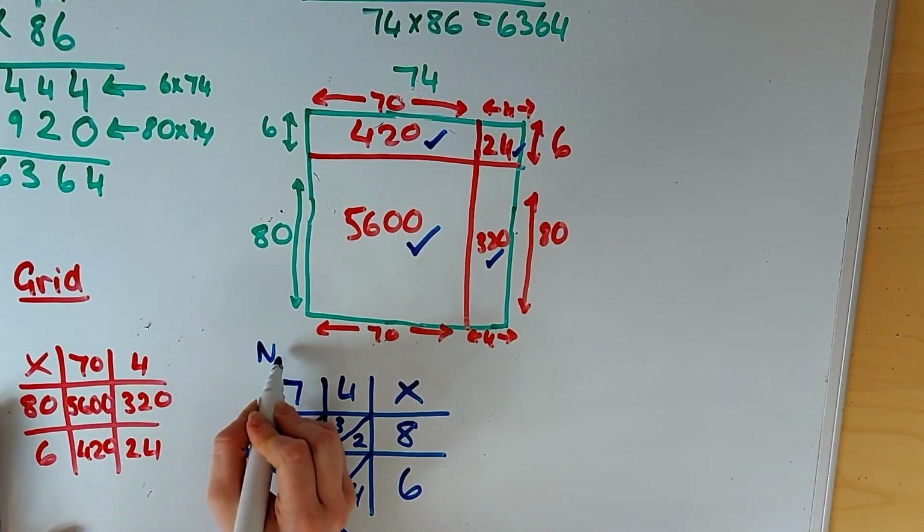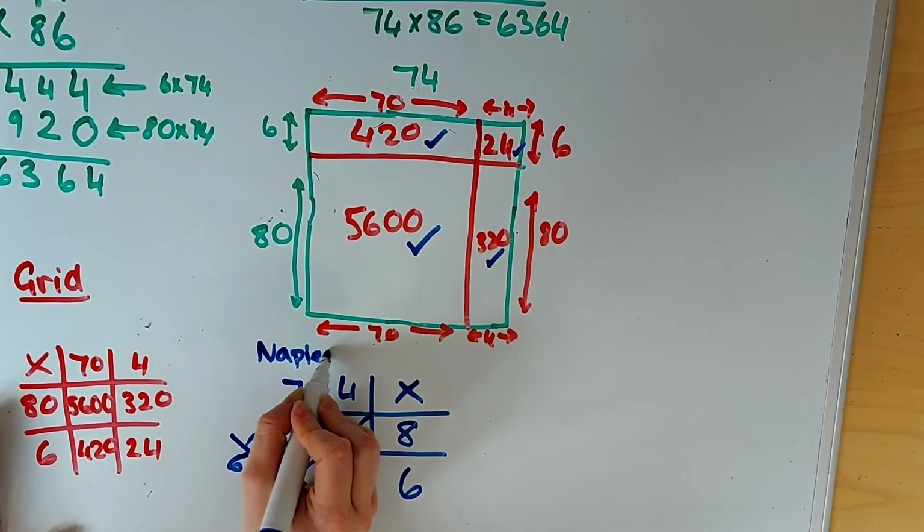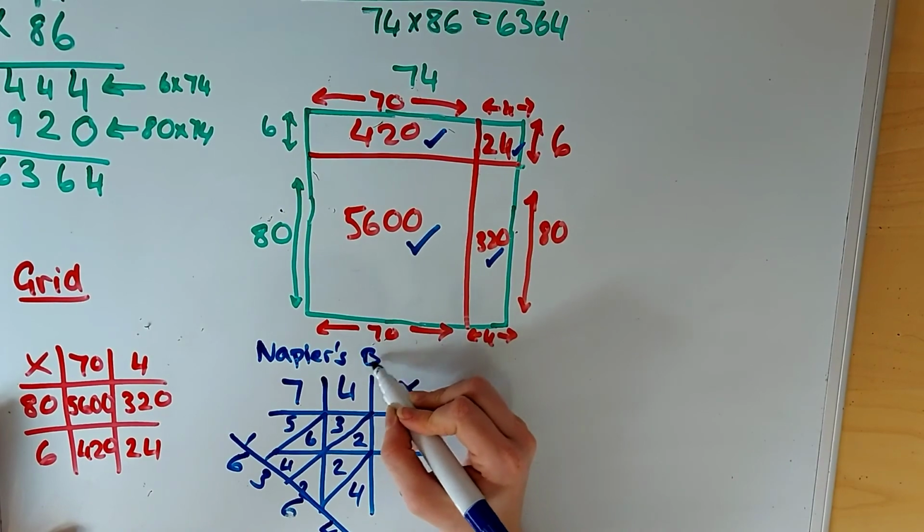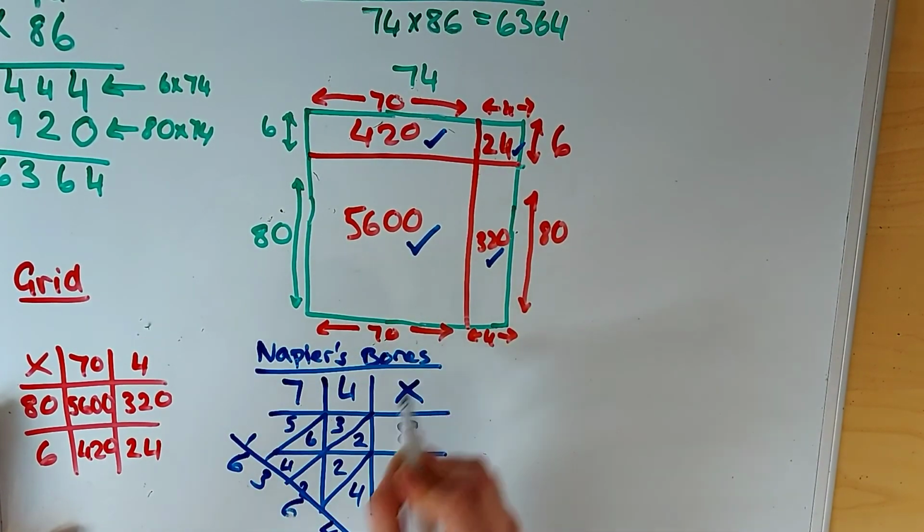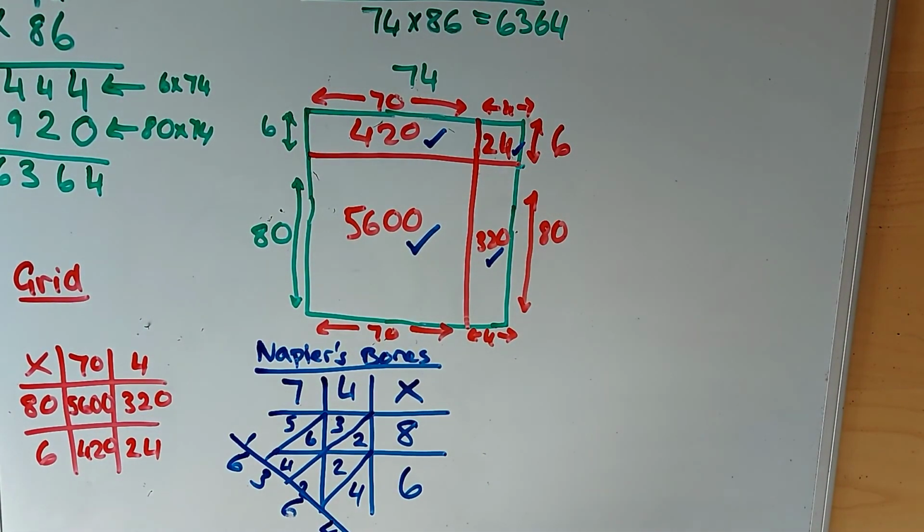So let's just write Napier's bones. The next one we're going to look at is the Chinese method.